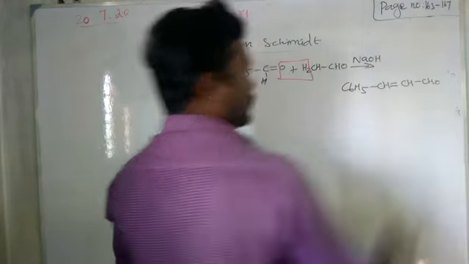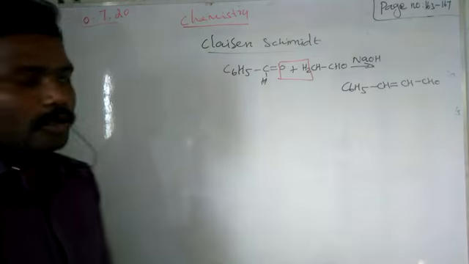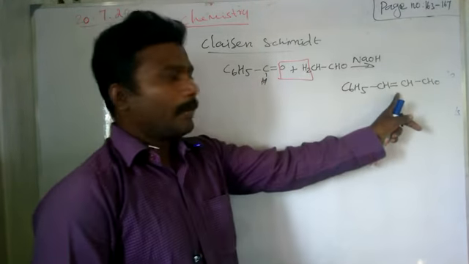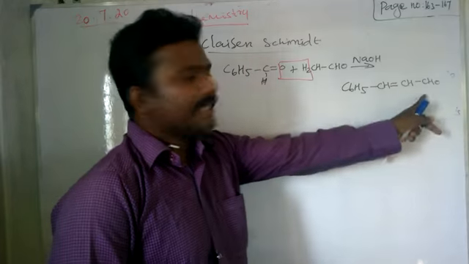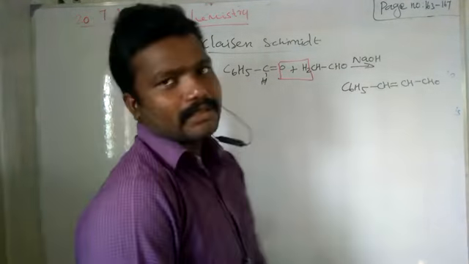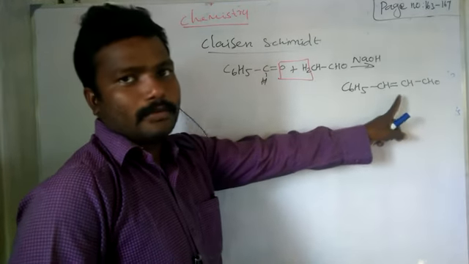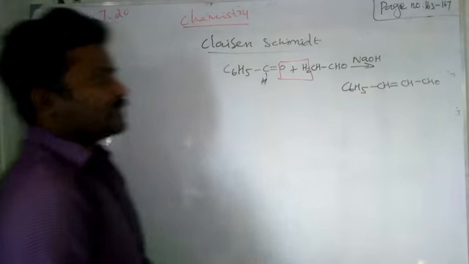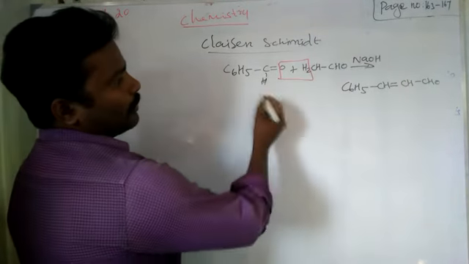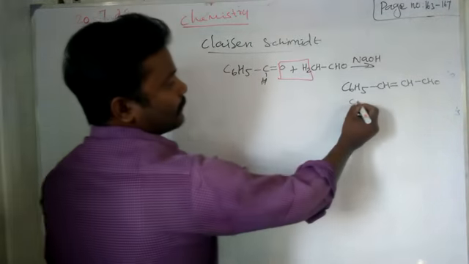So the name of the product: 3 carbons, the third carbon having a phenyl group, 3-phenyl, 3 carbons with a double bond. So prop-2-enal, because the aldehyde group is present on the last carbon. So again I am saying, 3-phenylprop-2-enal is the IUPAC name of this compound. This also has a special name, that is cinnamaldehyde.